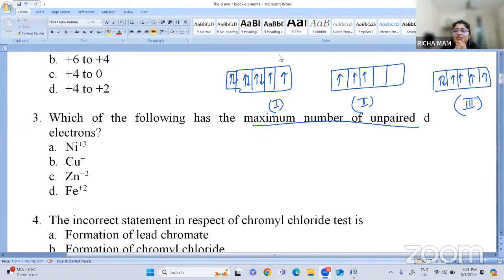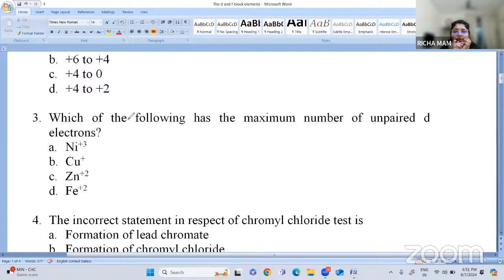Okay, fine. So in the third case, there are 2 unpaired electrons. Now here there are 3 unpaired electrons. But in the last case, there are 1, 2, 3 and 4 unpaired electrons. So this is the meaning of maximum number of unpaired electrons. Let us go for our question now. Which of the following has the maximum number of unpaired electrons?